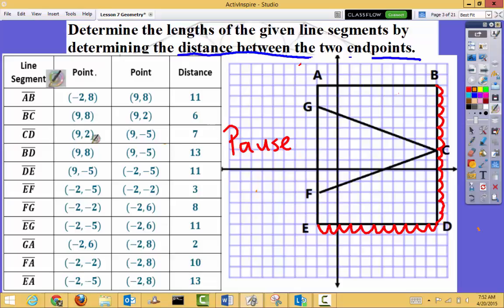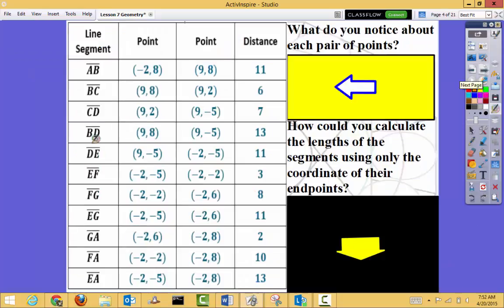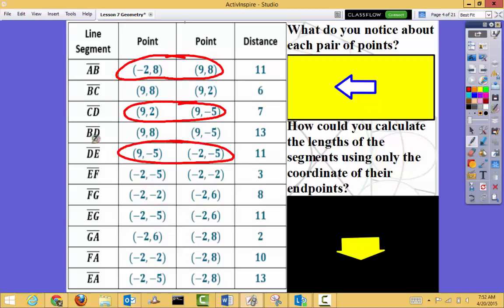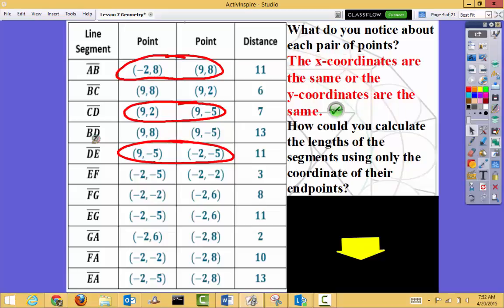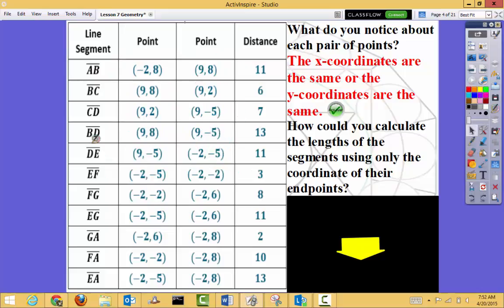Alright, let's continue. What did you notice about each pair of points? So remember, a pair is 2. What do you notice about this pair? Or this pair? Or this pair? You should notice something. You should notice that the x-coordinates are the same, or the y-coordinates are the same. They have some repeating numbers in there. So see, 8 is the same as the y-coordinate on the other point, 8. And this one, 9, is the same as the x-coordinate on the other one. Notice how every single one has a pair that is the same.